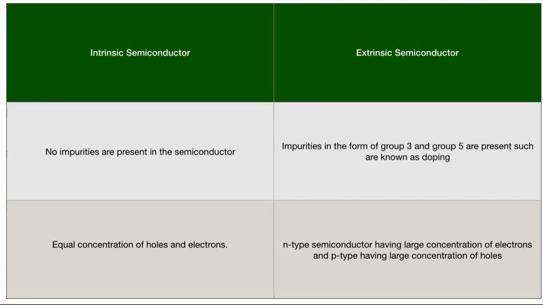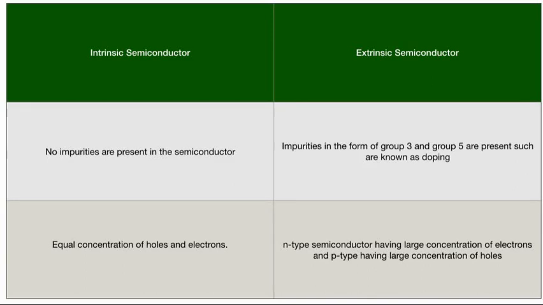Now, on the basis of various impurities, as we already know, intrinsic is a pure semiconductor and extrinsic is totally opposite to it. Extrinsic is a doped semiconductor. Dope means mixed, and an impurity is added to that semiconductor. Mostly impurities in the form of group 3 and group 5 elements present in our periodic table are added as dopants. And this whole process is known as doping.